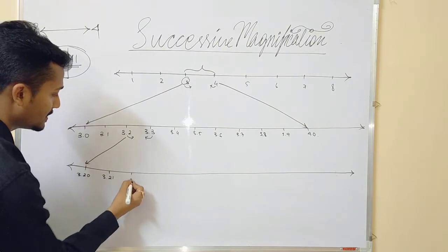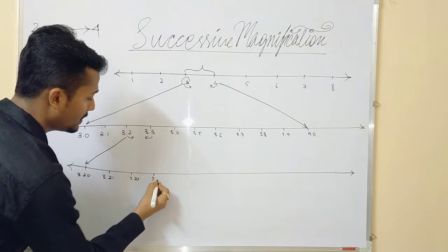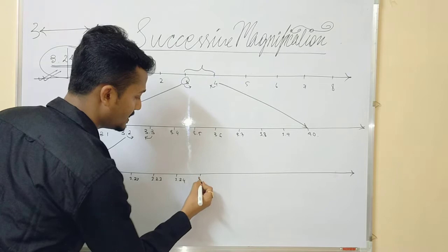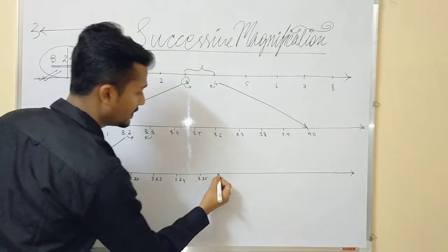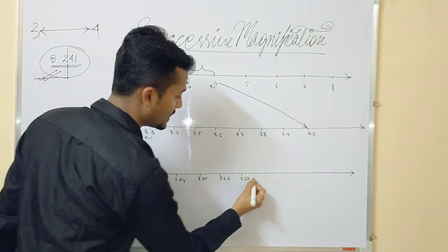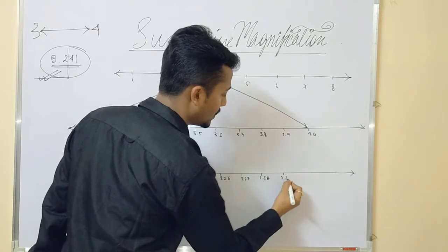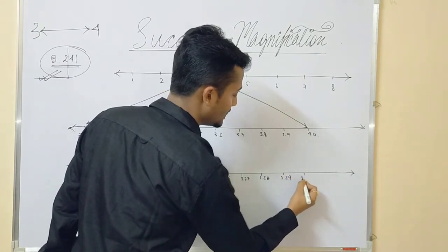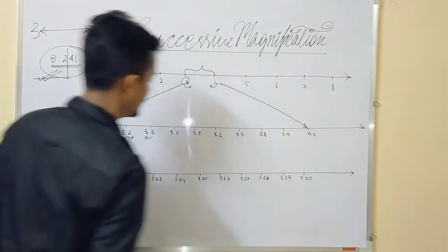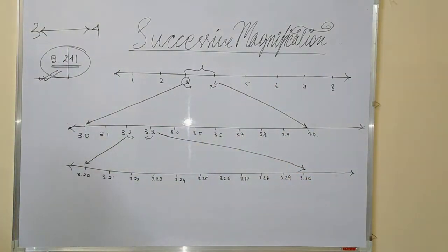Next it will be 3.21, 3.22, 3.23, 3.24, 3.25, 3.26, 3.27, 3.28, 3.29, 3.30. 3.30 means 3.3. Is it? Next part.